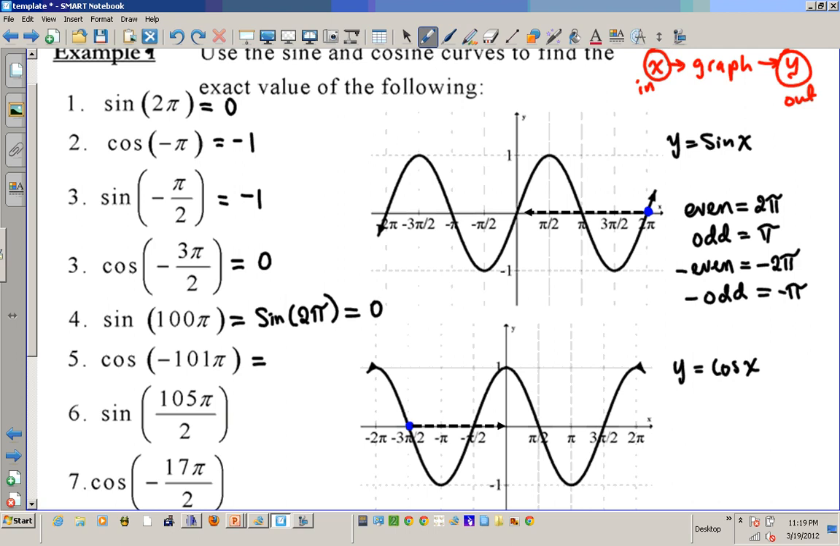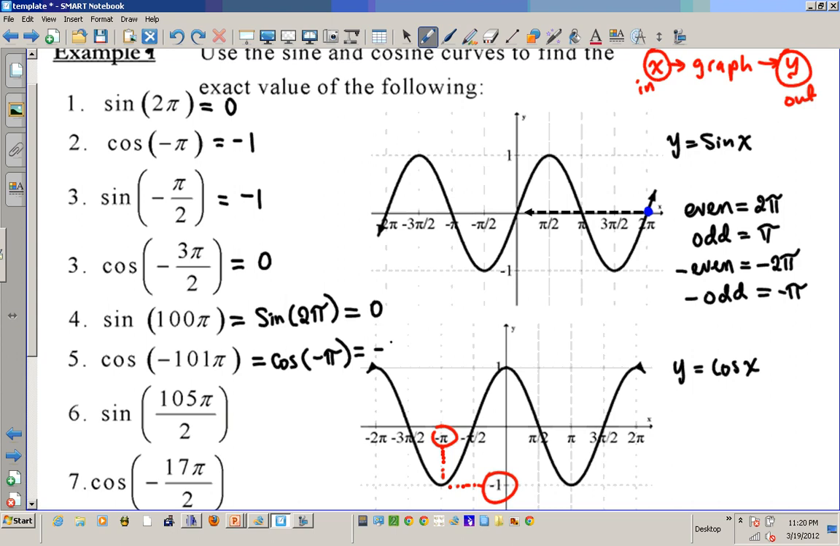How about cosine of negative 101 pi? 101 is odd, right? So this is going to be reduced to cosine of what? Negative pi, because a negative odd can be reduced to negative pi. So what is cosine of negative pi? This is the cosine graph. Negative pi is right here. So you trace your path down to the graph, and then from the graph you trace out to the y, and your answer is negative 1.